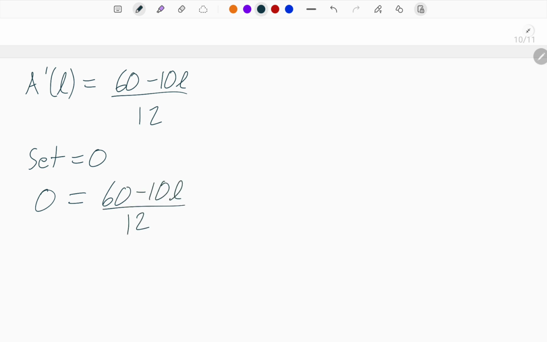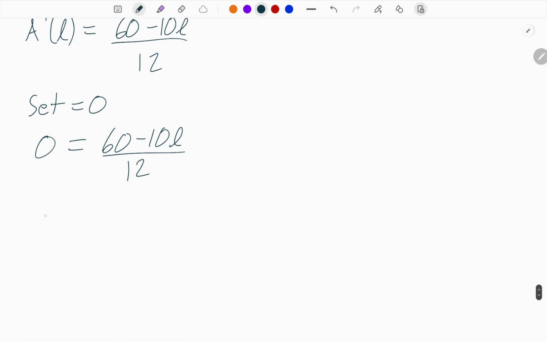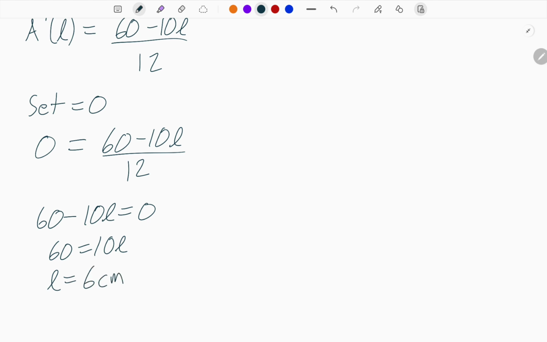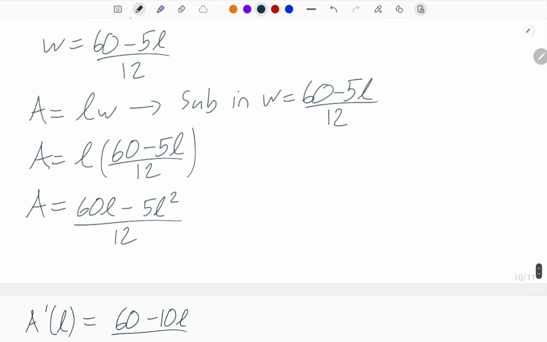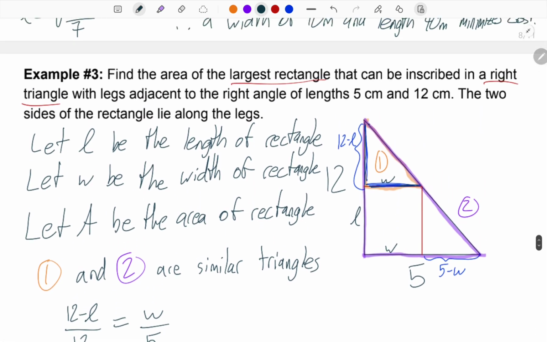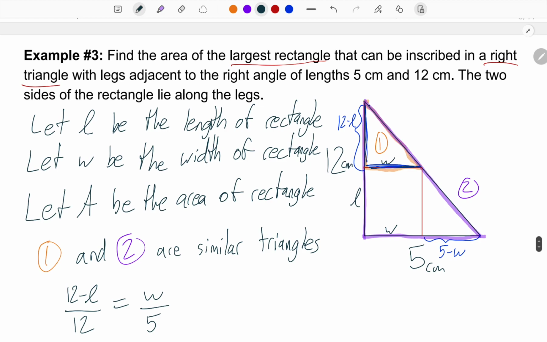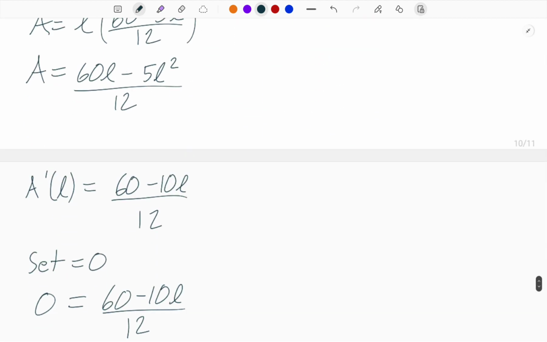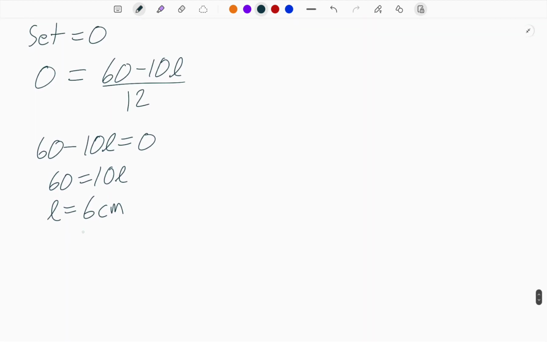And if we solve for L, well, the 12 doesn't matter because when you times it by 0, all that matters is the numerator. This is a nice, easy one to solve. 60 equals 10L, or L is equal to 6. In this case, 6 centimeters. I was going to say, did we actually have centimeters? Let's go back. Yeah, everything was in terms of centimeters. I probably should have labeled the diagram with centimeters. Okay. So we have the length is 6 centimeters.